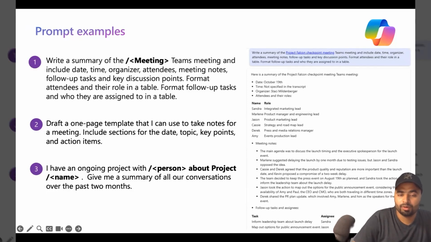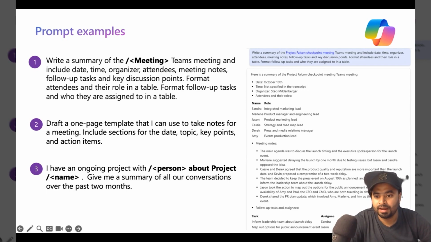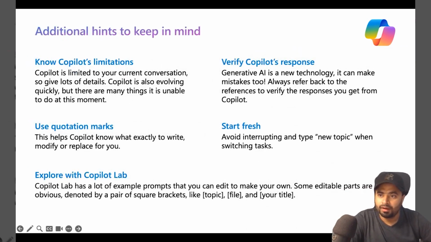You can narrow down what Copilot uses in its response by adding the time frame, in this case 2 months, and also the type of item, which is either conversations, team messages, emails, and whatnot. Here's an additional hint to keep in mind. Let's wrap up our best practices for prompting with some additional tips and tricks.